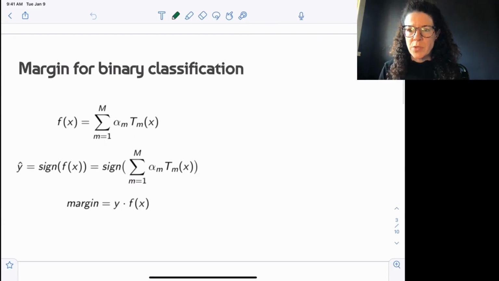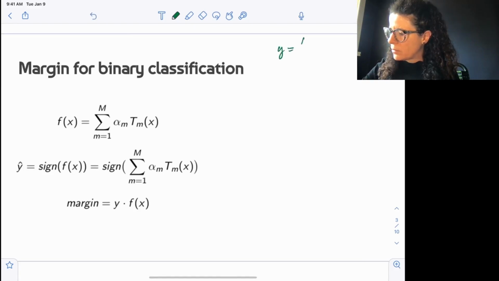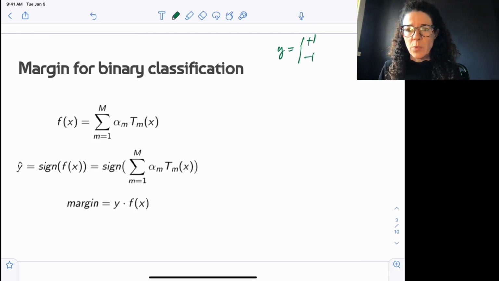So in the setting in which we're talking about boosting, we take, in this case, different base functions T_m, and we take an average of them with alpha_m, and we sum them, and that is our function f(x). In the case of binary classification, we are considering y, our target, to be either +1 or -1. And then we take our hard prediction, y hat, to be the sign of f(x), so either +1 or -1.